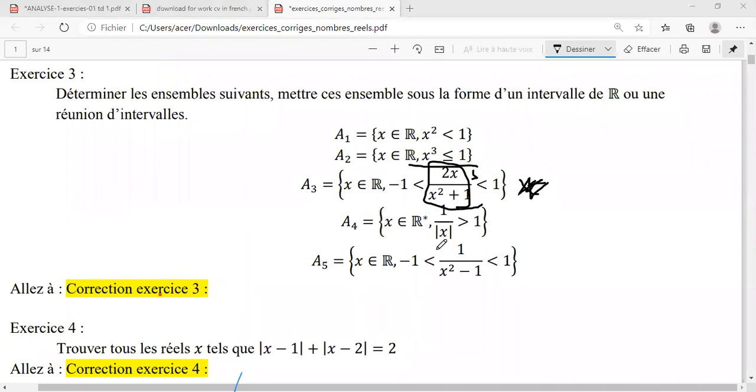So Nindi, A4, what did you find? I found the same values. -1 and +1. Oui. All right. So on F4.